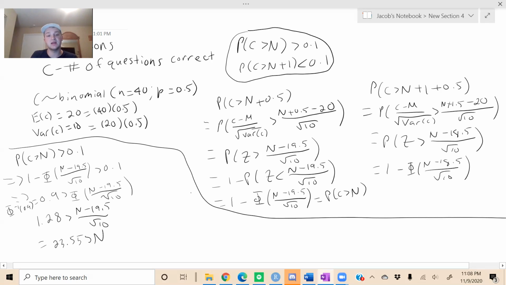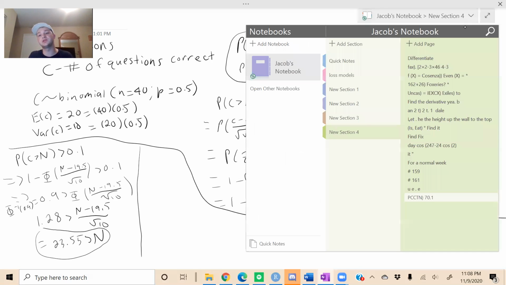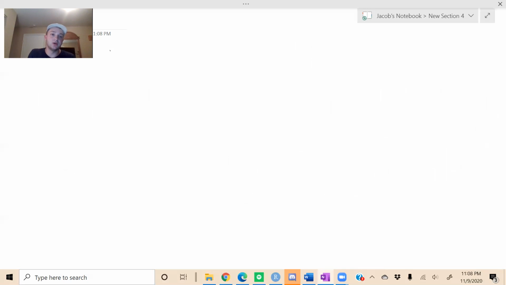Okay. For the second one over here, we know that the probability that C is greater than n+1 is less than 0.1. That equals, you know what, let's just go to the next page. So I'll bring this 23.55 greater than n with us. Let me open a new page. So we found the first one. We know 23.55 is greater than n, and then we're going to do the probability that C is greater than n+1 less than 0.1 now.